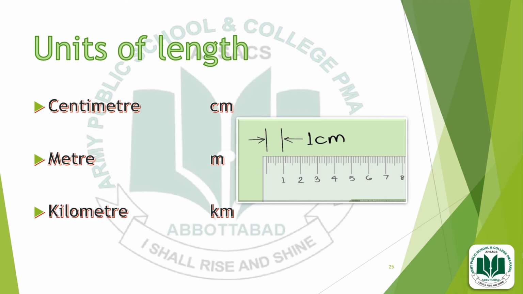On the scale, look at this part. This is only 1 centimeter, and there are 10 points between 1 centimeter. Here is 0 and here is 1. So this distance is called 1 centimeter.